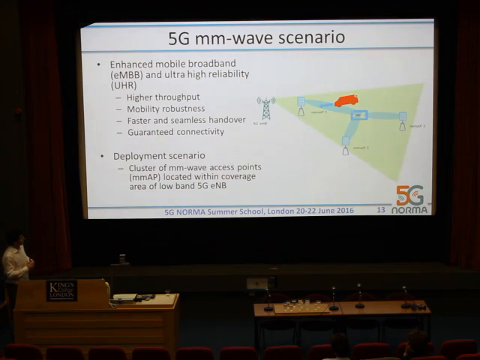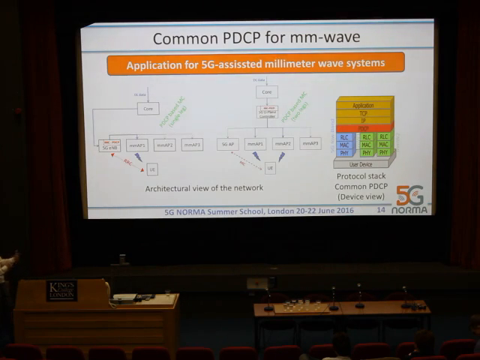To solve those problems, a simple solution is to go down in frequencies, to use the macro 5G RLP with the lower frequencies for control and for link maintenance, and then assist the user, the mobile, to re-establish a connection to one of the millimeter wave access points in the coverage area of the macro cell. If you do this, you might then think of how to route the traffic. So that's control, a single point of control. There is also control from the millimeter wave access points for the fast link allocation.